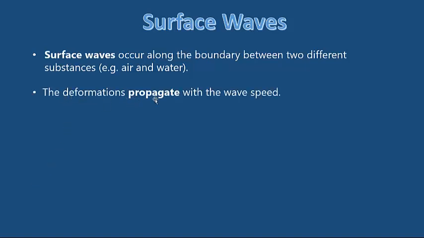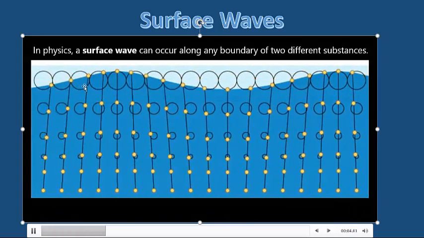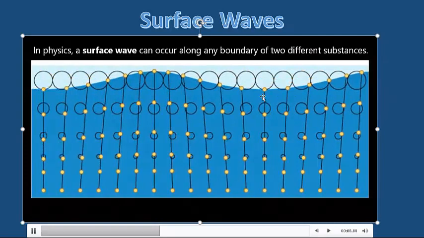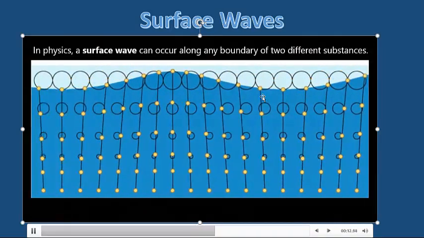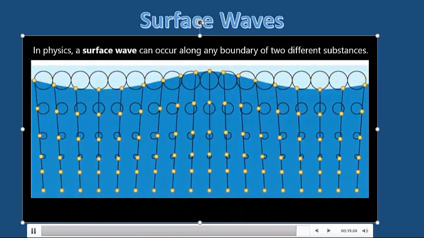The deformations propagate with the wave speed. So the deformations are these surface deformations, and they propagate with a certain speed, and that speed depends on a lot of factors like the density of the water and the density of the air and the speed of the air and the depth of the water. So a lot of things contribute to the speed of the wave.